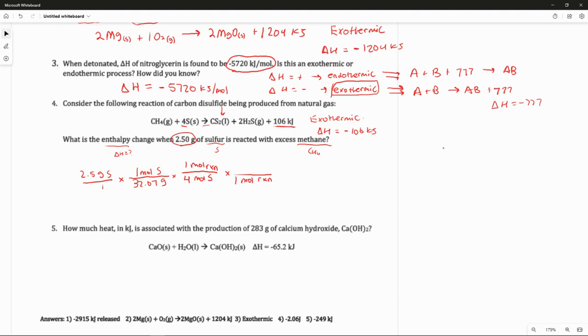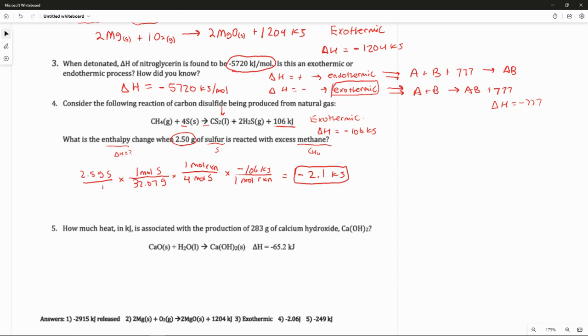We have to have the calculated value of delta H that we figured out because we knew it was exothermic. You can't just plug in 106, because the equation tells us that heat exits the system, so we have to have a negative here, negative 106 kilojoules. Everything cancels except for kilojoules, and all you have to do is multiply across the top and divide by everything on the bottom. So you do 2.5 times negative 106, and divide that by whatever 32.07 times 4 is. When you finish calculating that, that should give you negative 2.066, which I'm going to round to negative 2.1 kilojoules. And that is your answer.